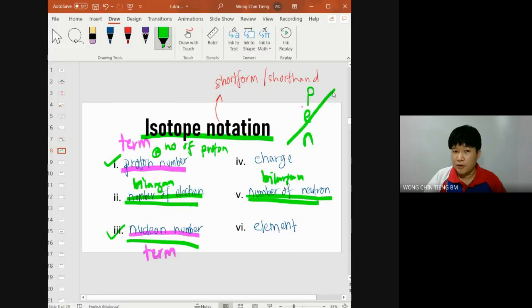Dalam nota saya tak buat, dalam kelas saya tak buat, dalam video saya tak buat. Siapa kamu untuk buat short form macam ni? Saya tak nak nampak PEN or whatsoever. Dalam kerja kamu, dalam nota kamu and whatsoever. Clear?